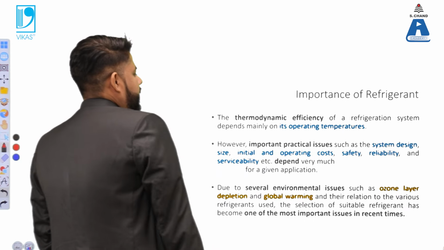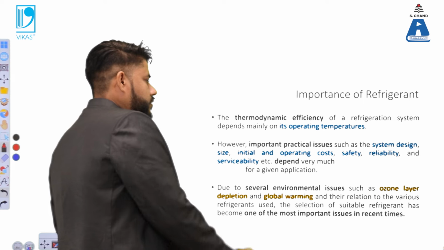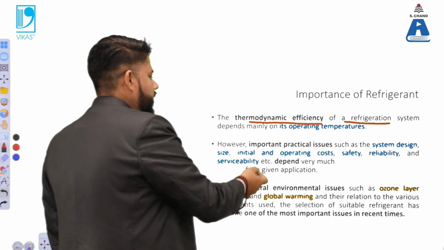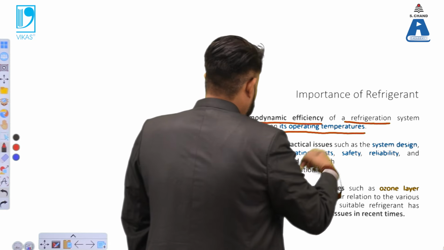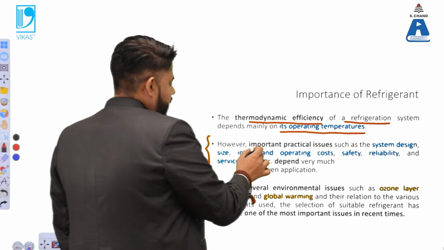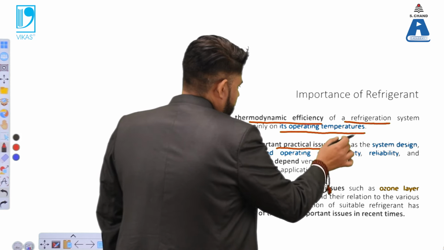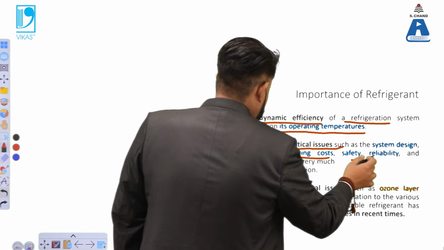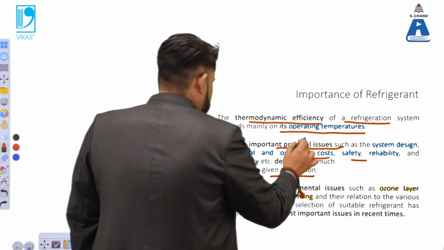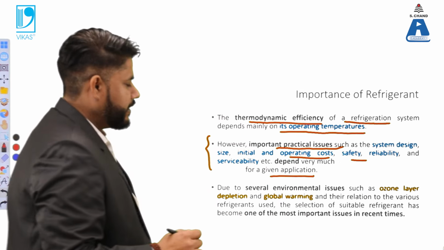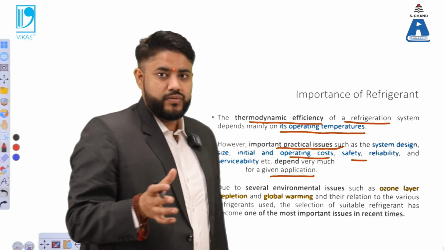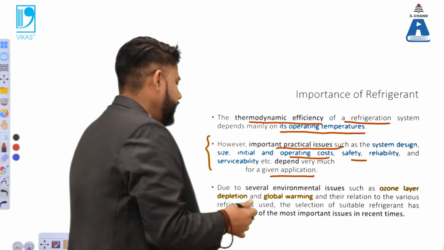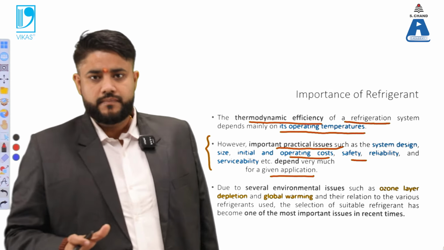So why is the refrigerant important? The thermodynamic efficiency is dependent on the operating temperatures. And in practical terms there are issues such as system size, operating cost, safety and reliability. Due to several issues, one of the major ones is ozone depletion, which we will come across in this video, and another aspect is global warming.